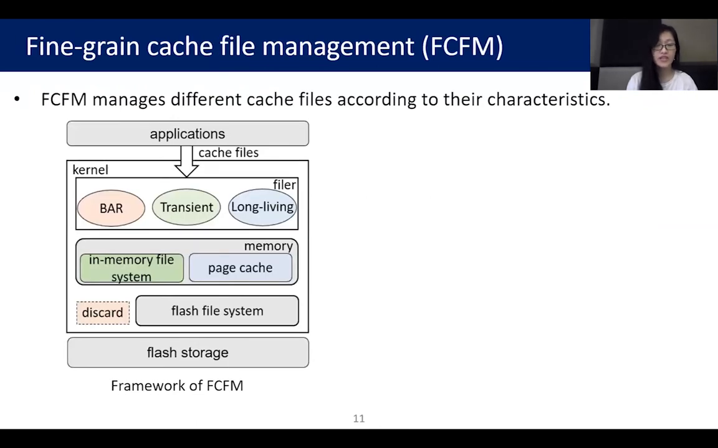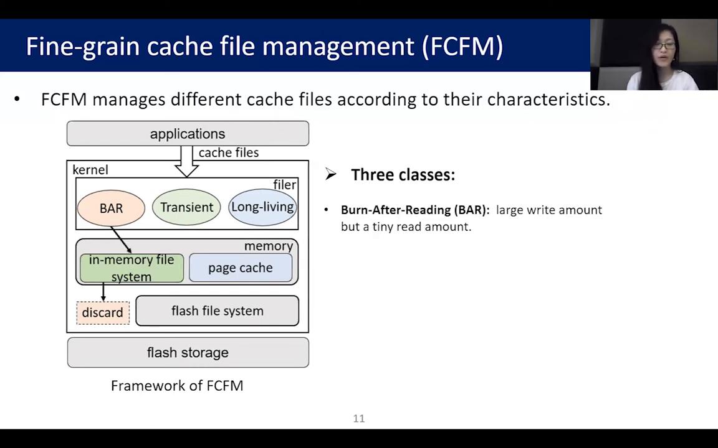Based on the observations, we present a fine-grained cache file management framework, FCFM, to improve the performance and lifetime of mobile devices by exploiting the features of cache files. FCFM categorizes cache files to 3 classes and maintains them in main memory and flash storage hybrid architecture. The cache files in burn after reading class will be discarded after usage. The cache file with a large write amount but a tiny read amount could be stored in this class.